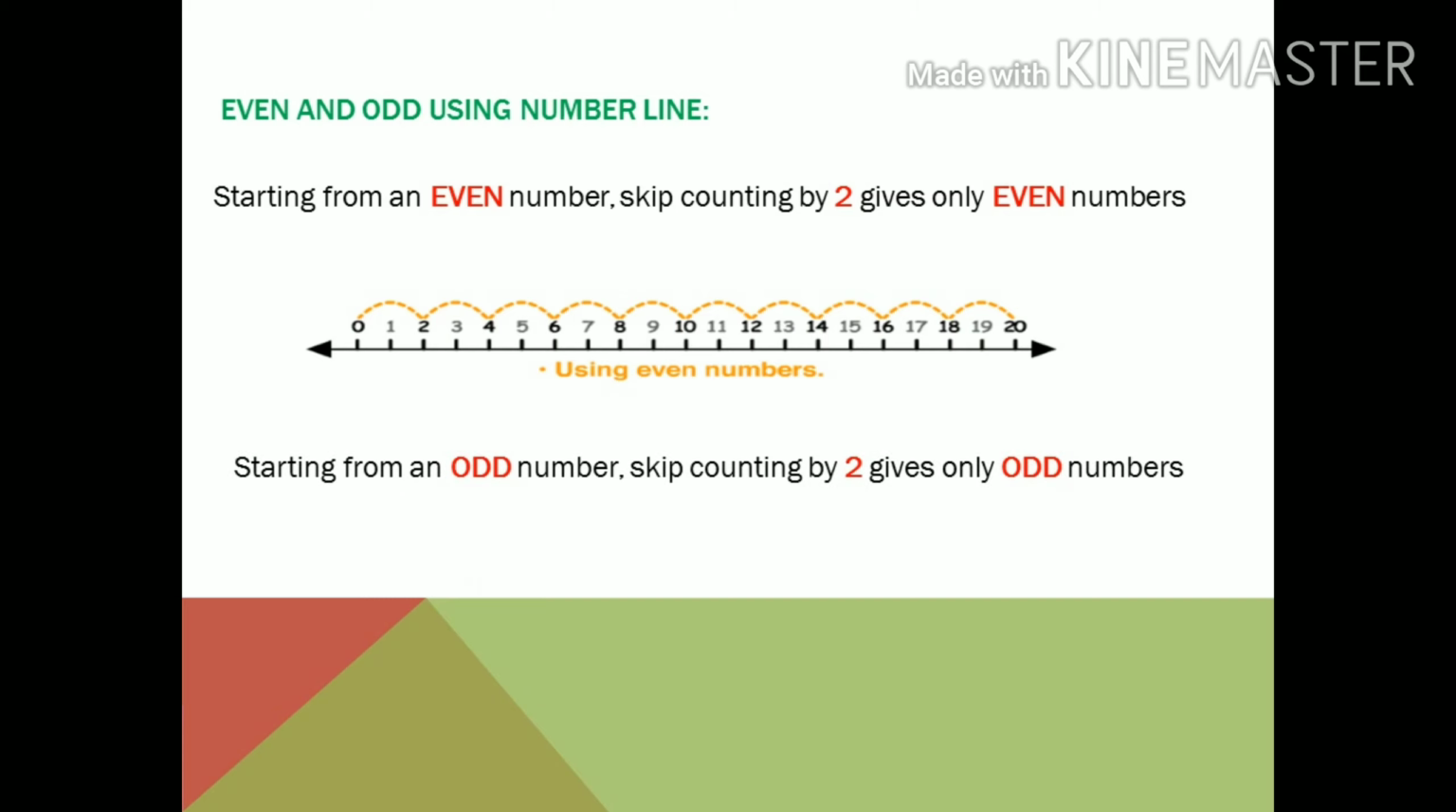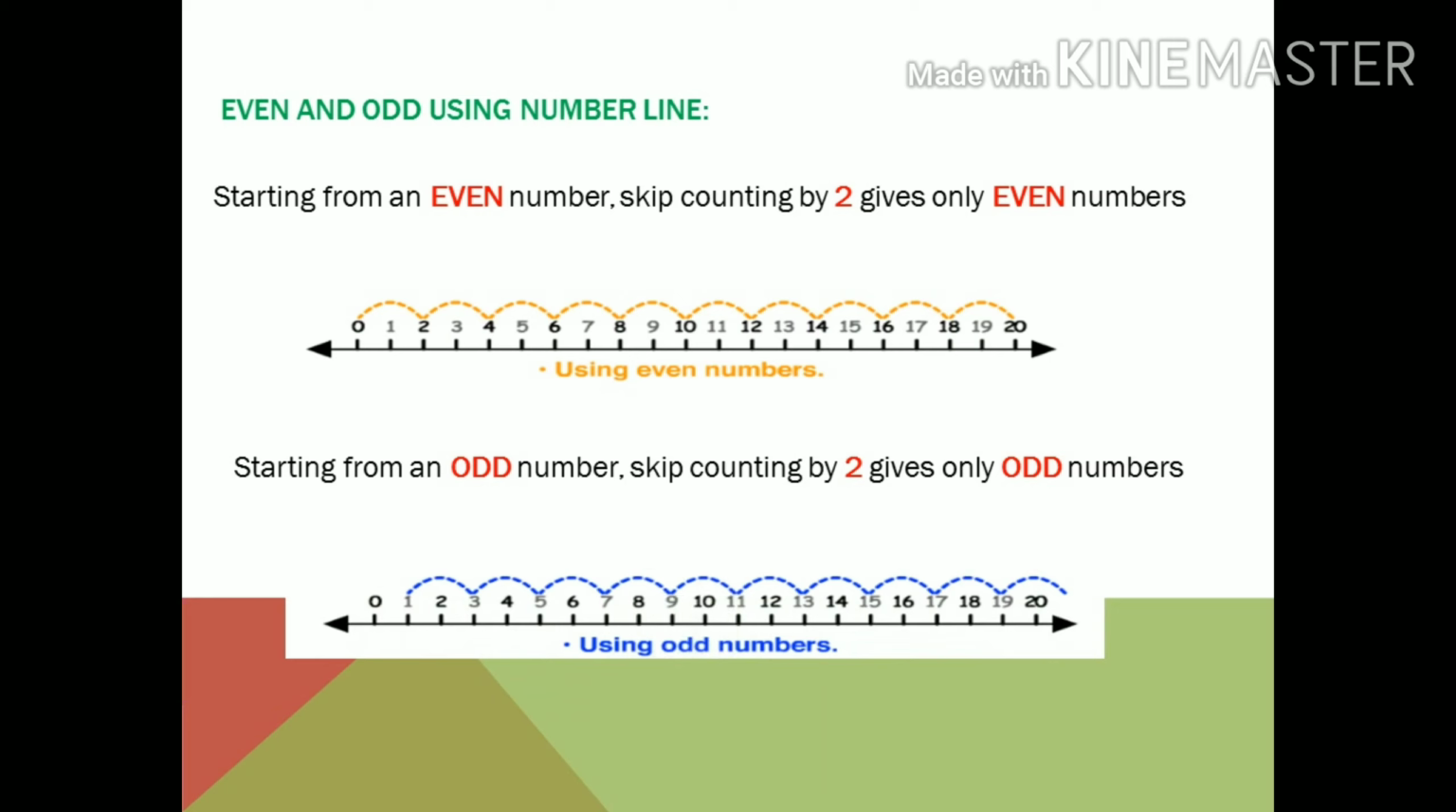Now starting from an odd number, skip counting by 2 gives us only odd numbers. As in this number line, we are starting from 1, that is an odd number, and skip count by 2. The number that we get are 3, 5, 7, 9, 11, 13, 15, 17 and 19. All the numbers that we get are odd numbers.